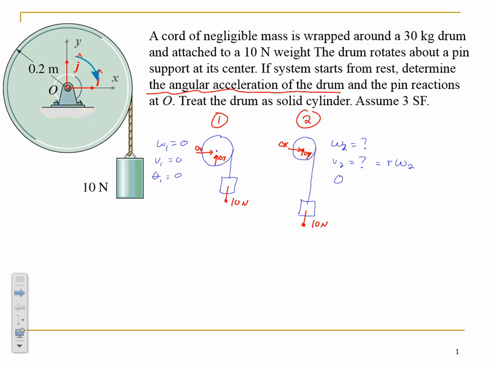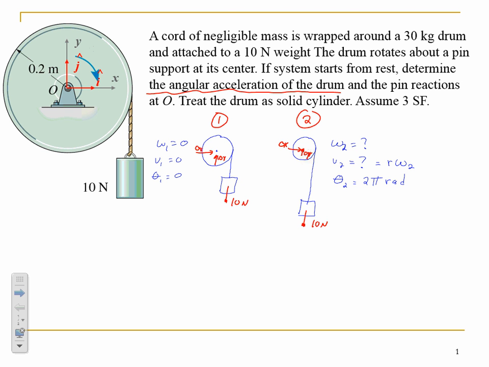And so I can make that relationship. Theta 2, I'm just going to make this up. I'm going to arbitrarily say this weight has fallen and this drum has rotated one full revolution. So I'm now choosing arbitrarily that theta 2 equals 2 pi radians. So this defines my state 2.